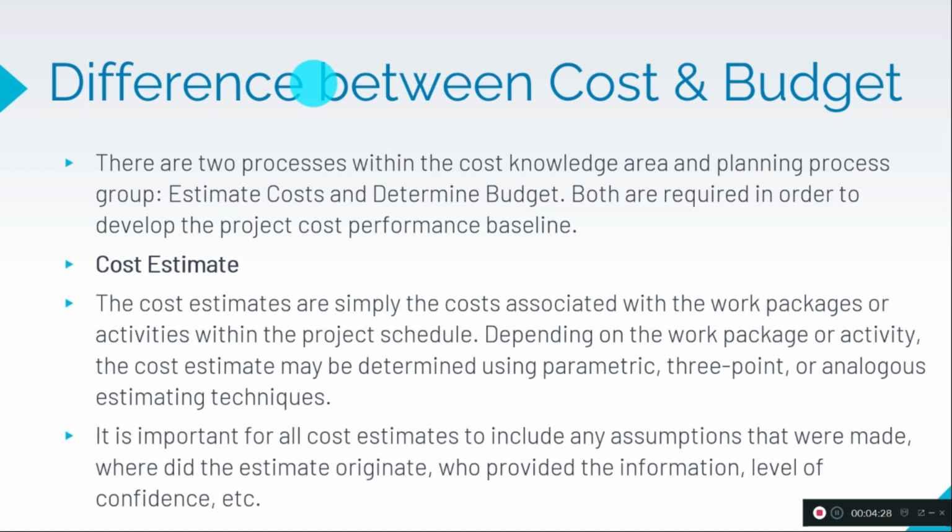So it's important for all cost estimates to include any assumptions that were made. Where did the estimate originate? Who provided the information and level of confidence, etc. So it's not only the work we are able to complete, correct? We need to include all the assumptions and risks. Who is working on that particular task, is there any dependency on other team members, what is the cost of quality. All these parameters are involved during the cost estimation.